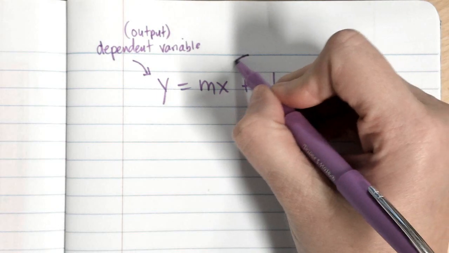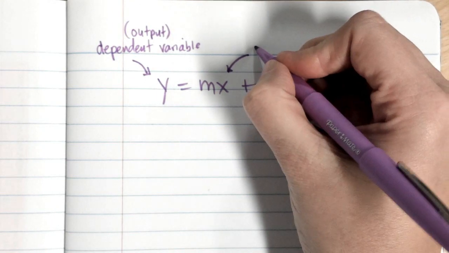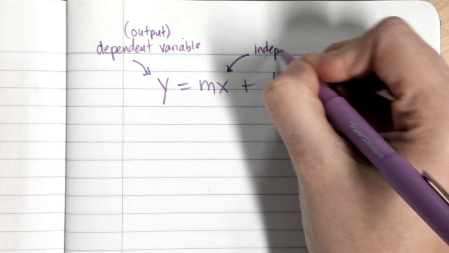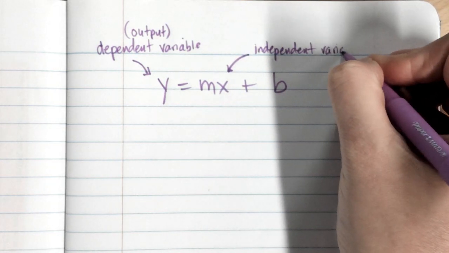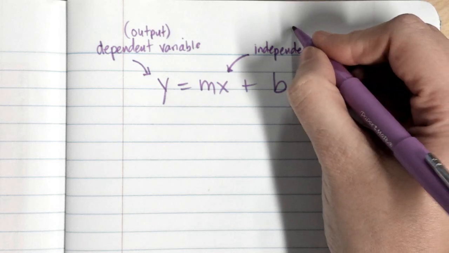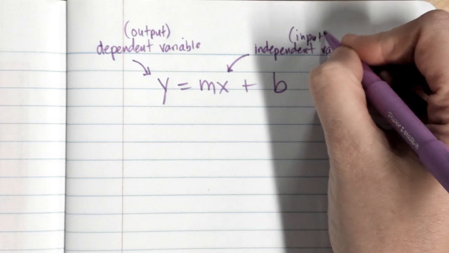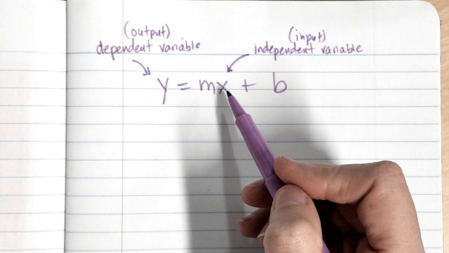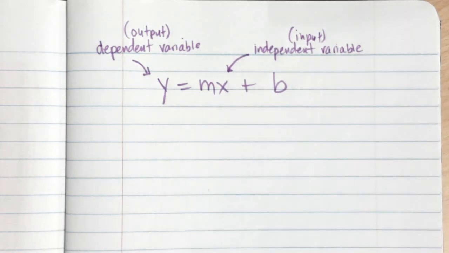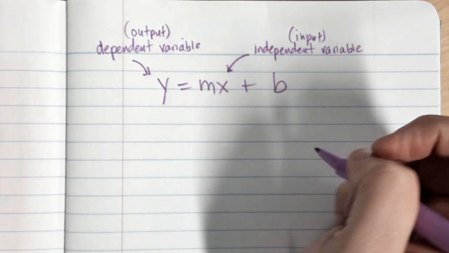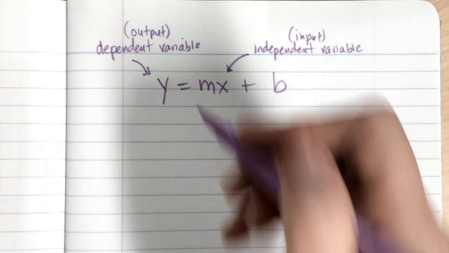Okay? X here is called our independent variable. And it's also called our input because I put this into the x value, do a bunch of stuff to it, and then out pops the y value. Okay? Now we're going to focus a little bit on slope and y-intercept. We took these notes kind of on the wall, but I want you to have them in your book.